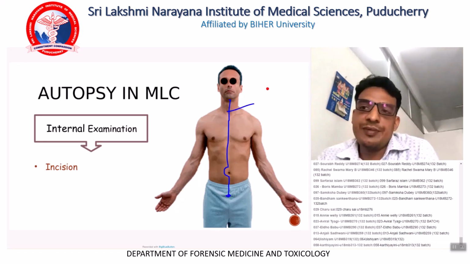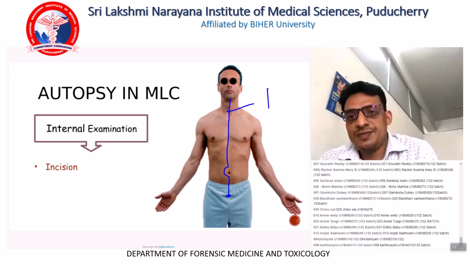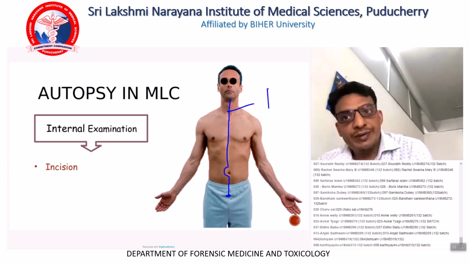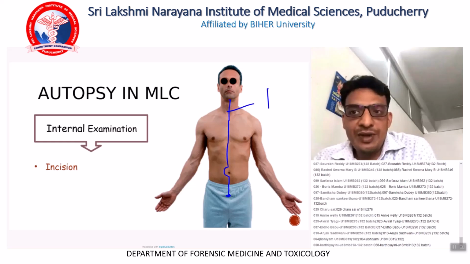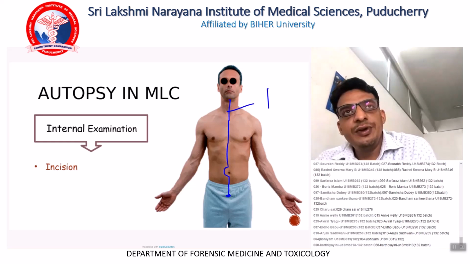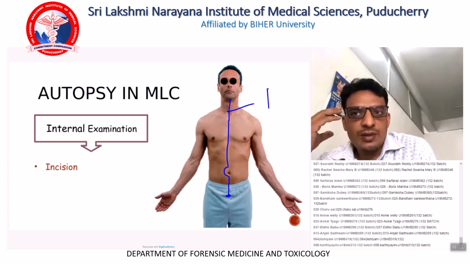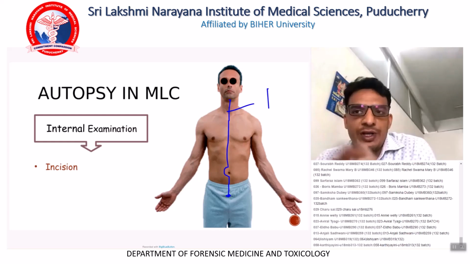Next incision that we see is the Y-shaped incision. The Y-shaped incision is important for females where we have breasts, because of the presence of breasts, and we do not want the relatives to have a bad picture of the female body. So what we do is the incision is taken from below the breasts.